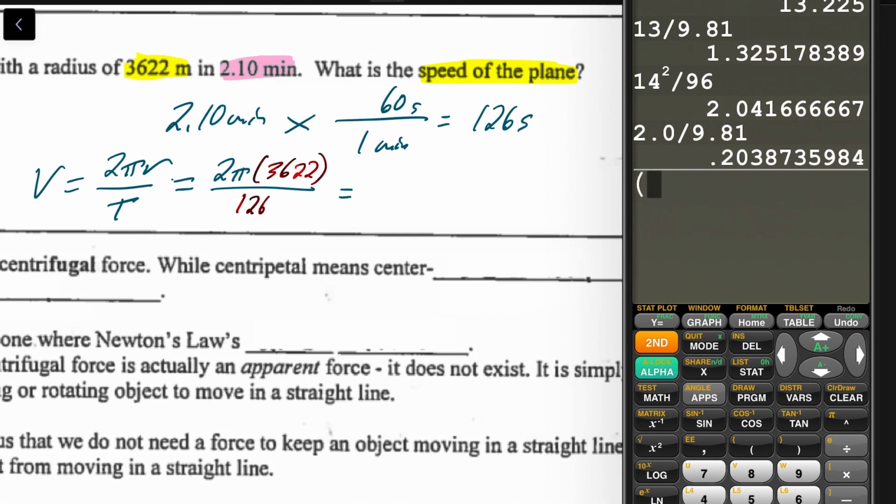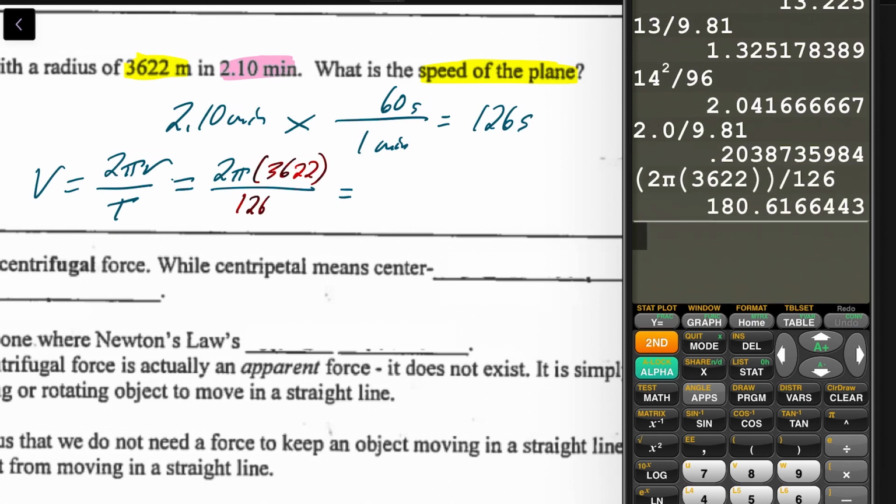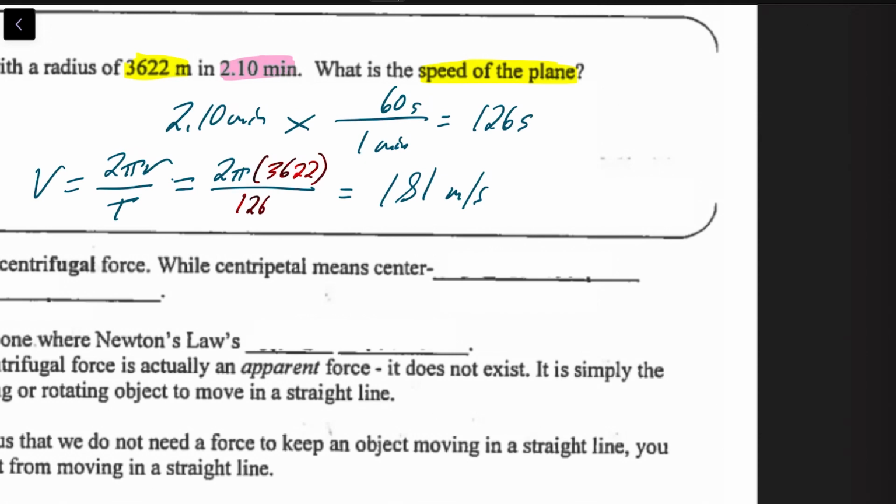So this would be 2 pi times 3622 divided by 126, and I get an answer of 181 meters per second. That would be the speed of the plane.